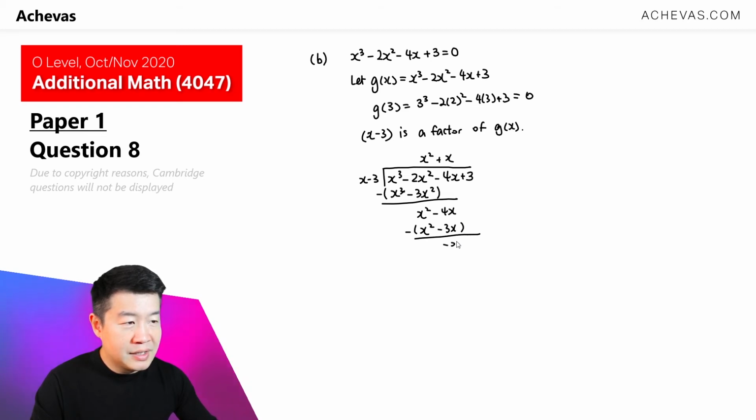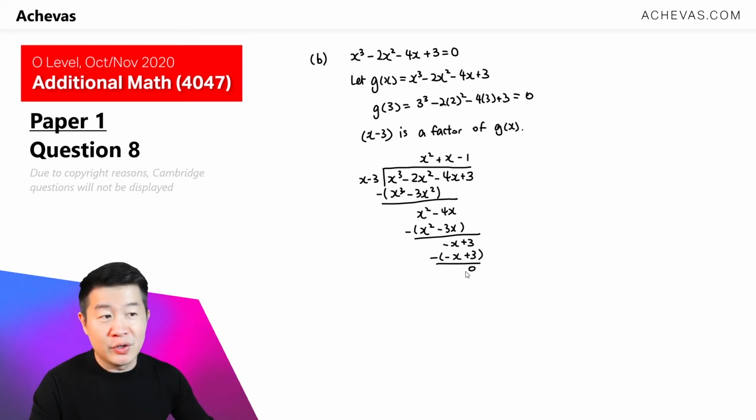And we will have a minus x plus 3. And here, if I were to go for a minus 1, then multiplying by this, we will have a minus x plus 3. Perfect, because we're going to be getting a 0 for the remainder, which is what we expected, since we are dividing this by its own factor.